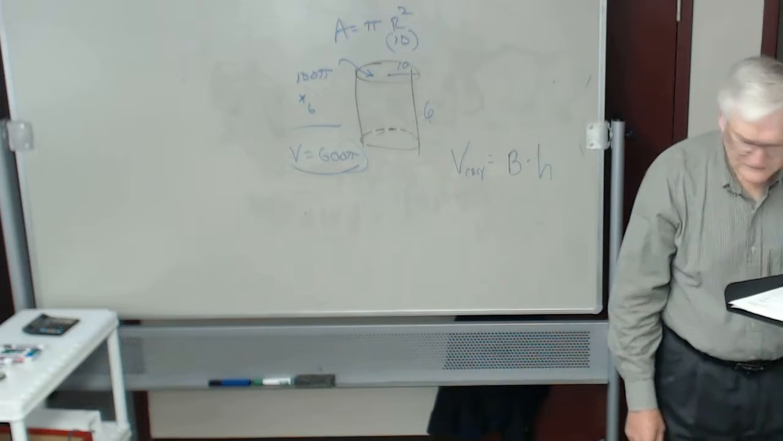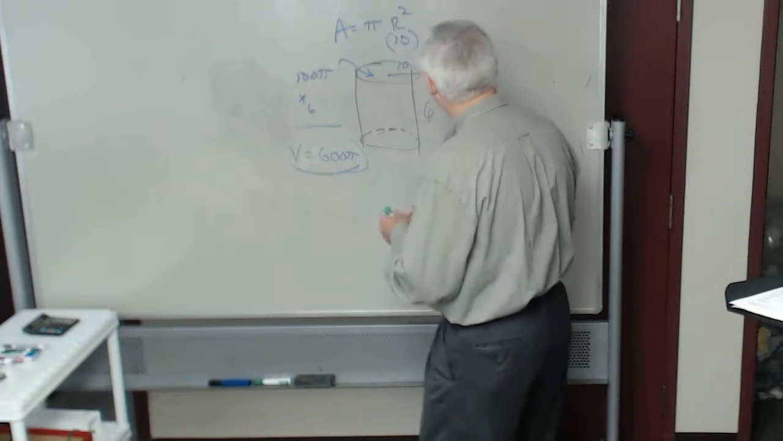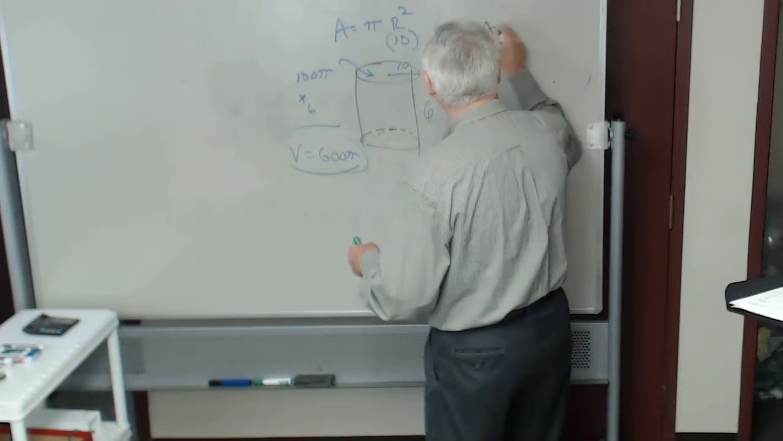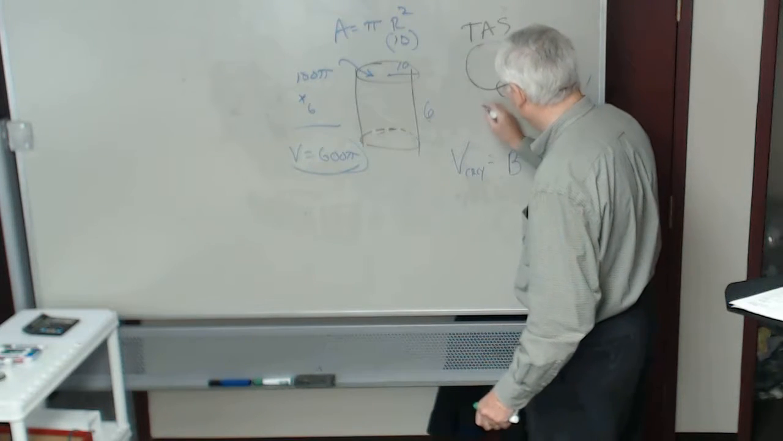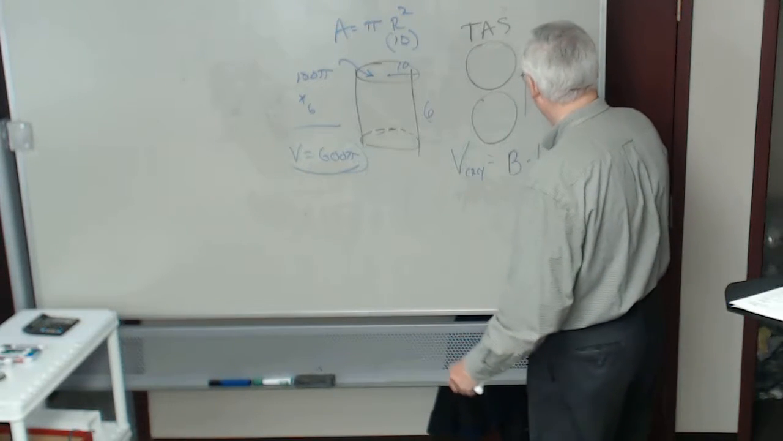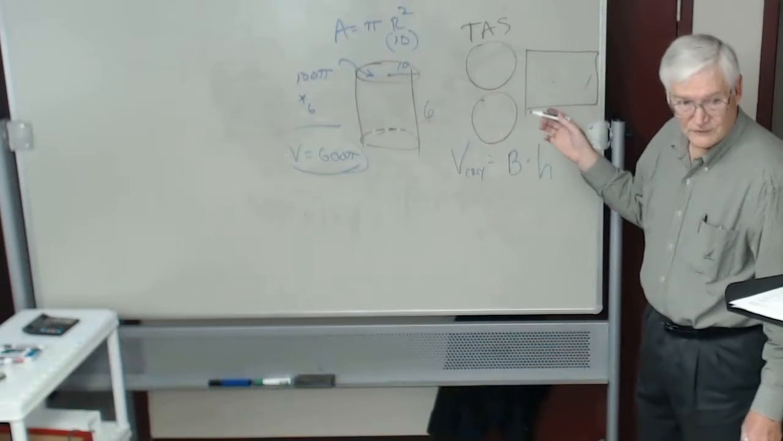Oh, and the total surface area? Okay, let's come over here and do total surface area. All total surface area is are the two circles with the top and the bottom and the side. You follow that for the total surface area?